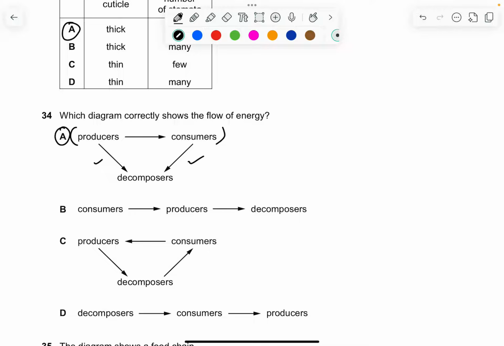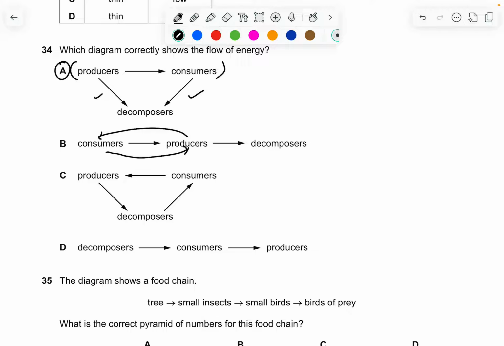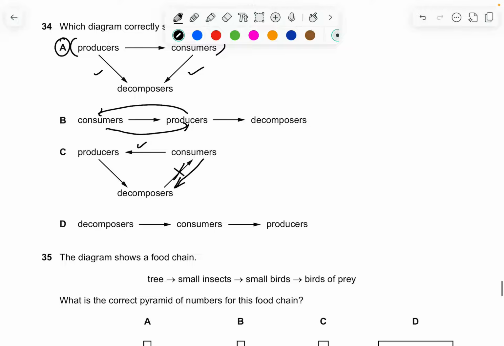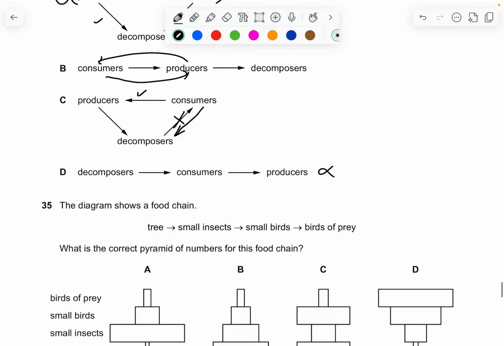B. Consumers, producers, and decomposers. It's already wrong because producers should start first, consumers should be second. Producers to consumer, this is correct, but consumers should be going to decomposer. Decomposer to consumer to producer, totally out of context. So the answer is A.